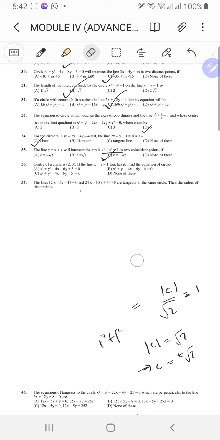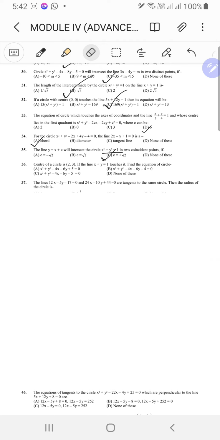Next, 36. The center of a circle is 2 comma 3 if the line x plus y equal to 1 touches it. Find the equation of circle. Center is given and line is given, and it's given that this line actually touches the circle. Find the equation of the circle, which means this line is tangent, right? Yeah, let's just do the usual stuff.